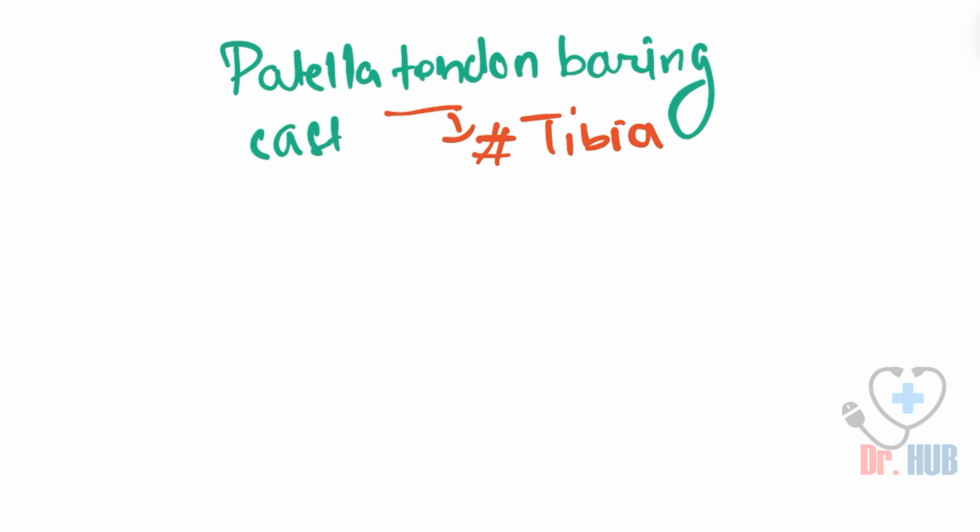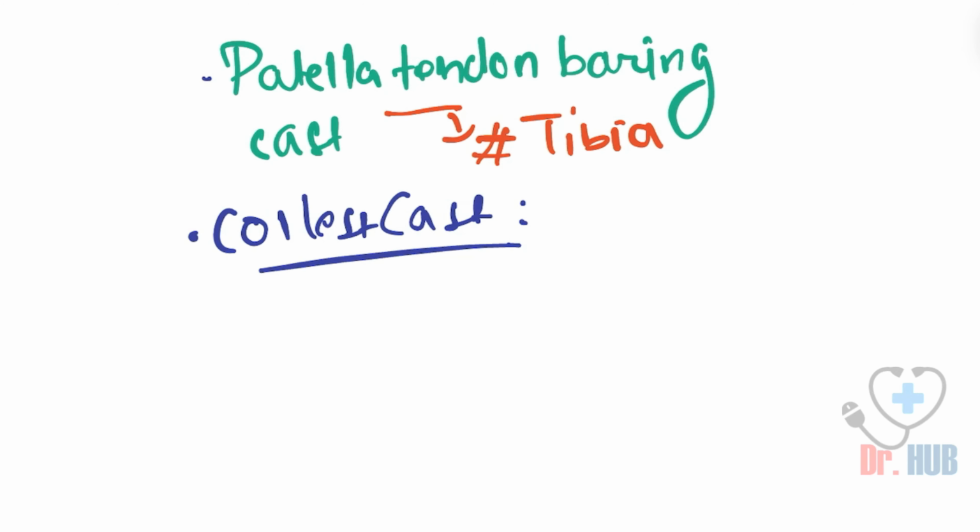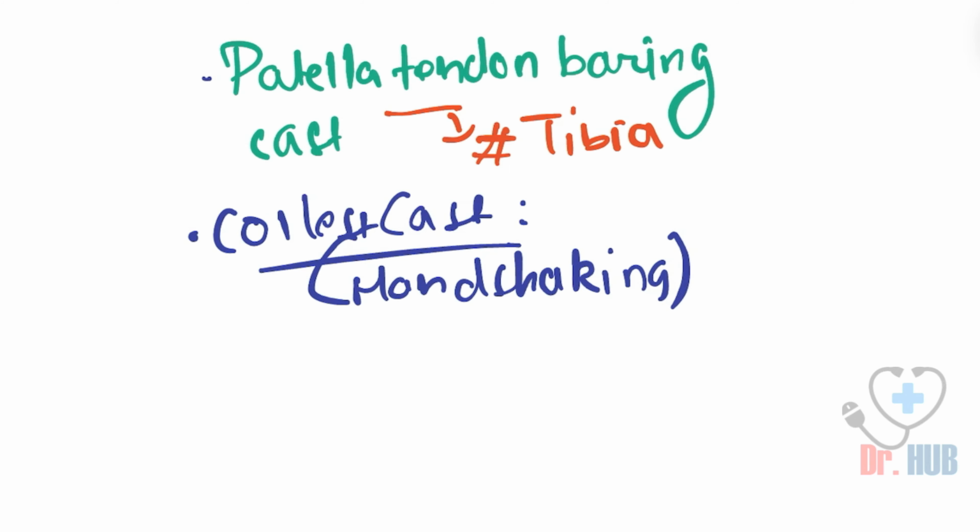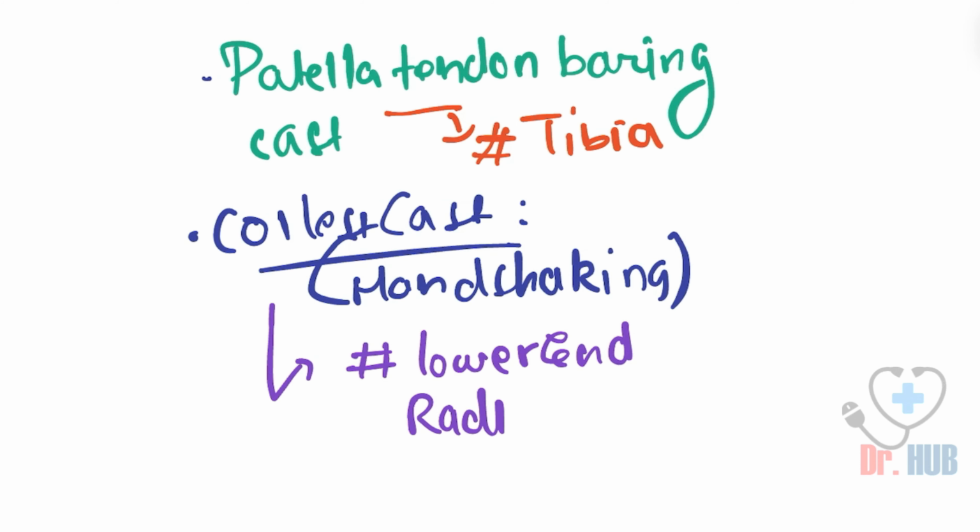Then we look at the Colles cast. The Colles cast is also known as the handshake cast, the hand shaking cast. This is used in case of the fracture of the lower end of the radius.